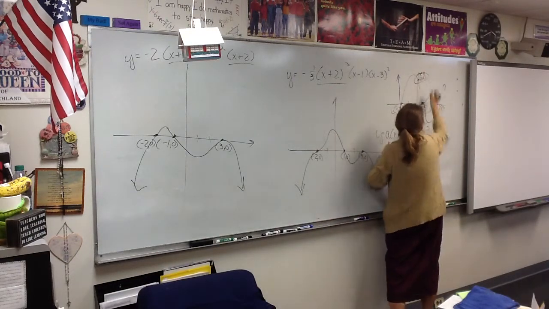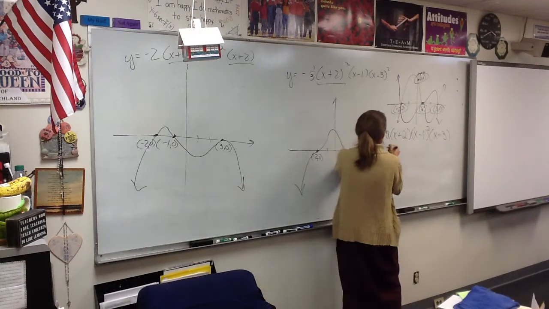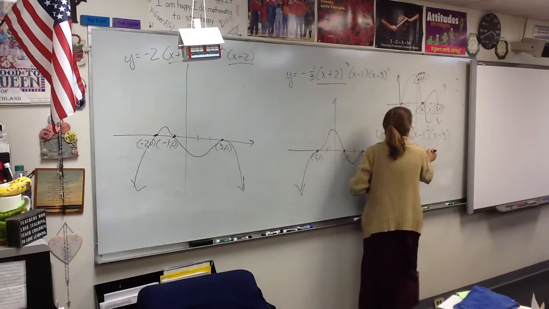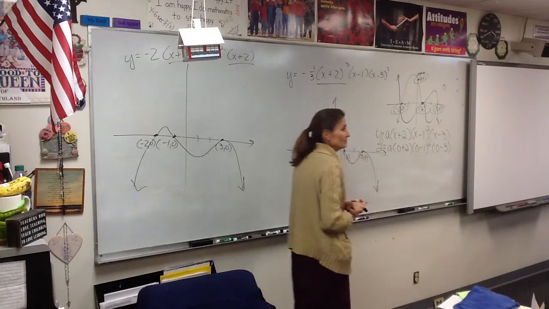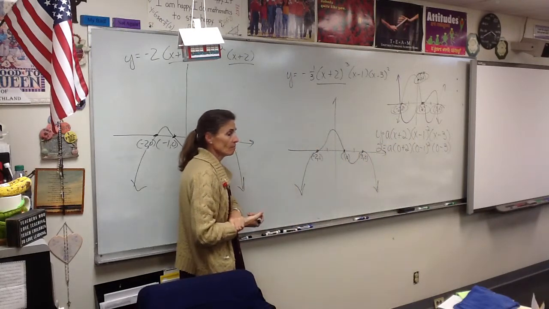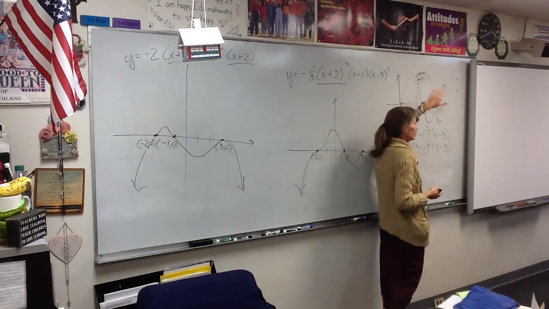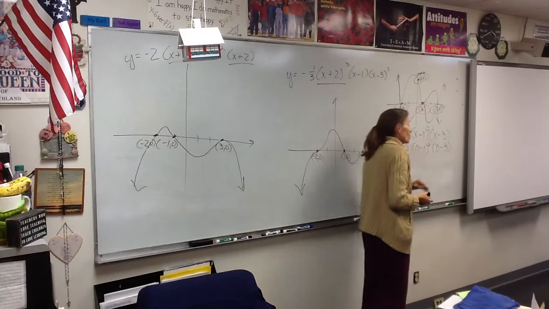This is an X and a Y. So I'm going to put 2 in for Y and 0 in for X. See what I'm doing? Whatever point they gave me, I put in the Y and the X, and now I'm going to work it out.